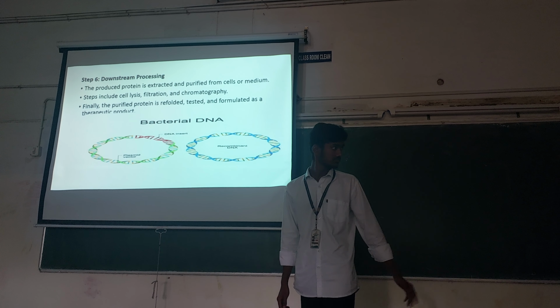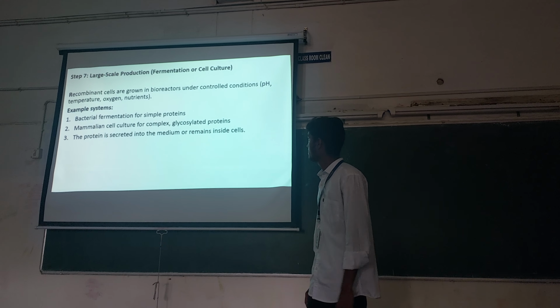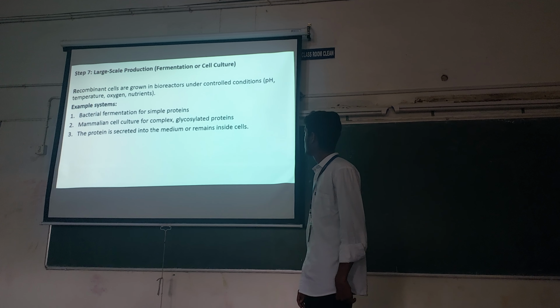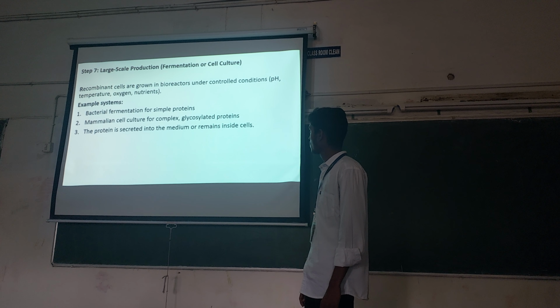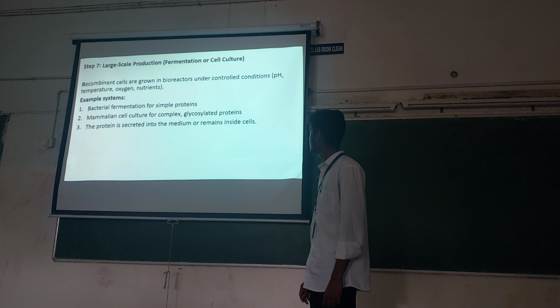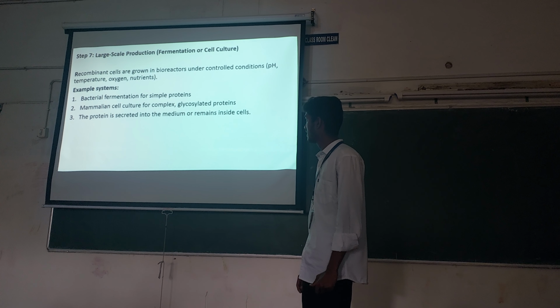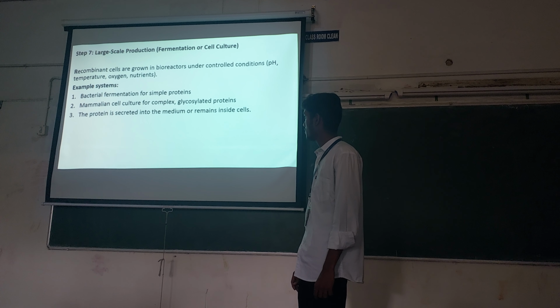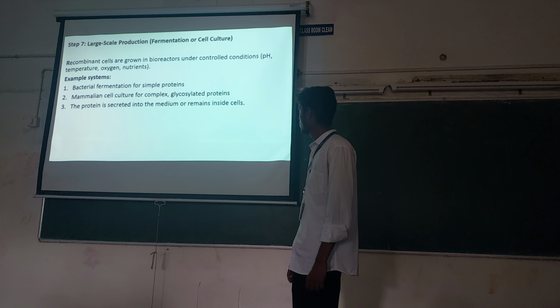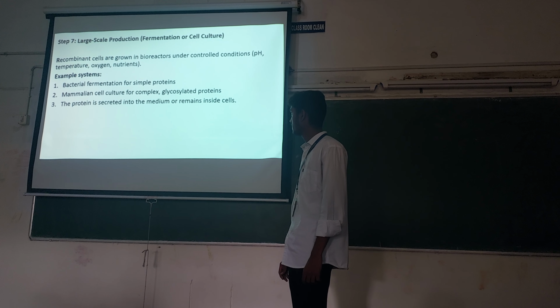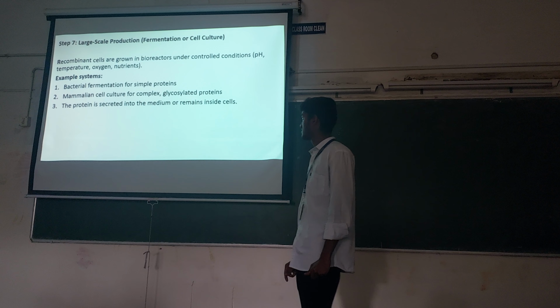Step 7. Large scale production. Fermentation of cell culture. Recombinant cells are grown in a bioreactor under controlled conditions: pH, temperature, oxygen, nutrients. Example systems: bacterial fermentation for simple proteins, mammalian cell culture for complex glycosylated proteins. The protein is secreted into the medium or remains inside cells.